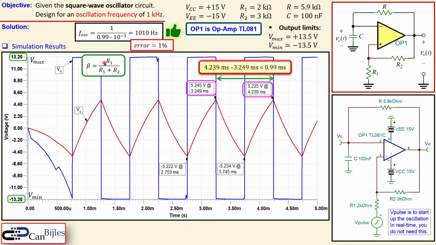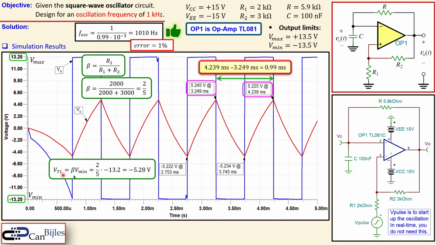Now the beta, which is the feedback ratio here, is R1 over R1 plus R2. In our case, it is 2000 over 2000 plus 3000, which is then 2 over 5, which is then 0.4. Is this correct? Let's see that. Now, the lower threshold is then beta times V minimum. And we said V minimum we estimated as minus 13.5, but in this case it was minus 13.2. So if you calculate beta times this V minimum, you get here minus 5.28. If you look at the minimum values, it is minus 5.22 and minus 5.23, which is very close to this value actually.